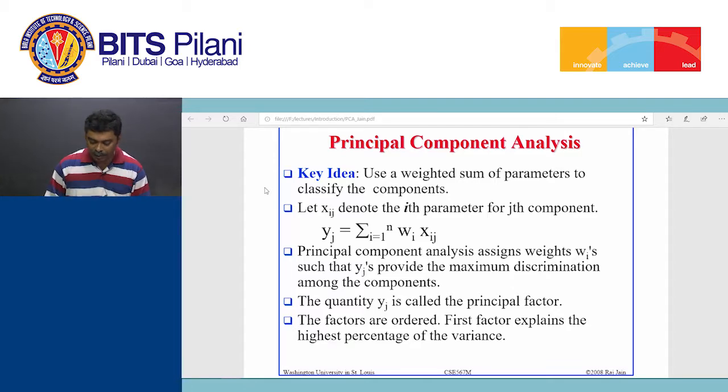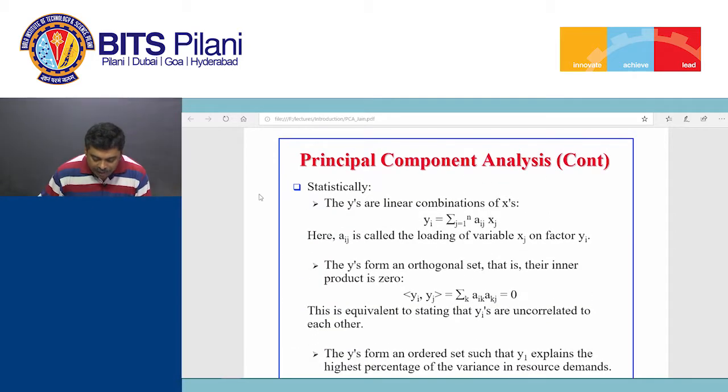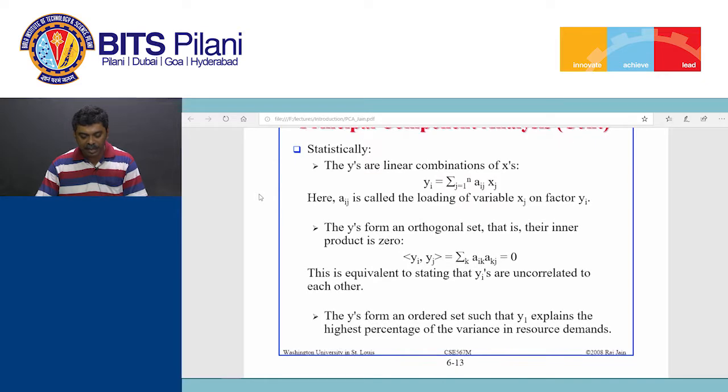Okay. All right. So typically, once again, we will leverage the ideas and concepts of linear algebra. Okay. So the idea is, in this particular case, what we think of is the y's, like let's say in this case y1 and y2, they form an orthogonal set, which means their inner product has to be 0. Okay. Now, what does it mean?